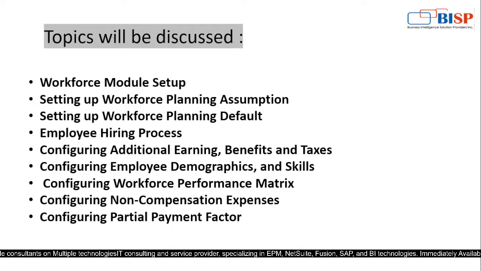Once it is all done, we have to do the employee hiring process. If I want to hire a new employee in my company, firstly I have to do the hiring process. Once it is done, I have to configure the additional earnings, benefits and taxes. Apart from that, performance metrics we have already discussed. Then the partial payment factor, we discussed that in case of maternity leave, as an example. And after all this, we have already covered the transfer and retirement process.